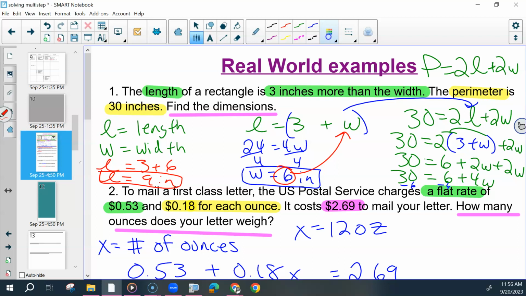Yes. Say that one more time. Where did we get 24? We subtracted 6 from 30. Oh. Do we have any other questions on how we set this up? Got the answer?